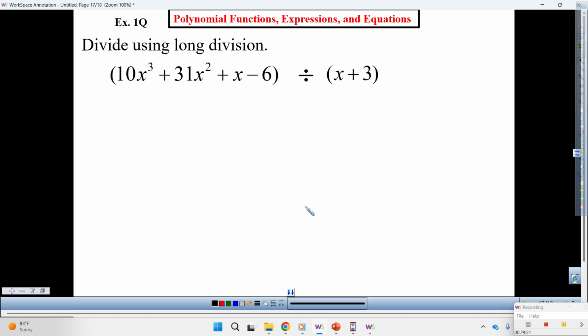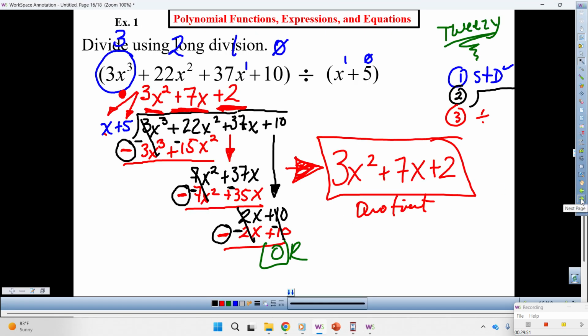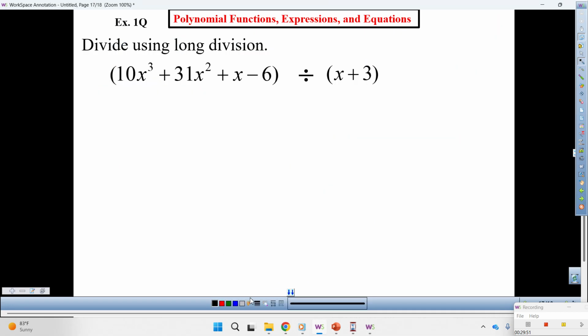All right. Let's see where we're at. For the sake of time, what is the first thing you check for?